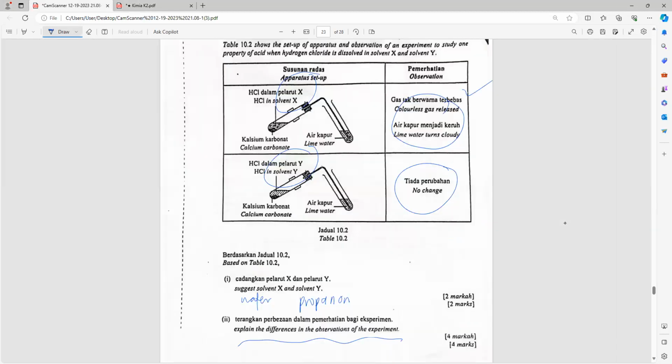This is a famous question. Nowadays, they like to ask you, explain the difference. They already gave you the observation. You need to give the inference. Why here I got a reaction? Why the other one I don't have a reaction? This is a very famous way of asking questions now.